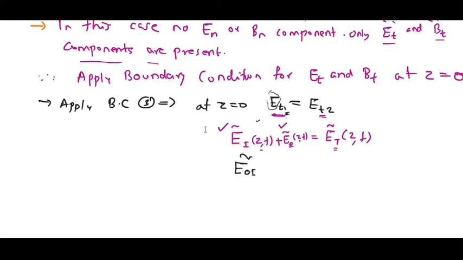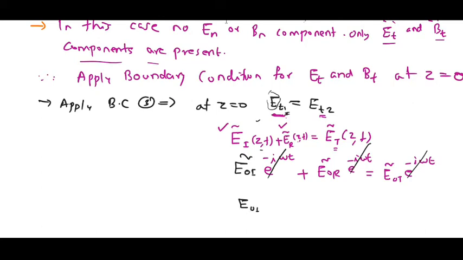Similarly, if I apply z is equal to 0 in the expression for the reflected electric field, this will be E0I e power minus i omega t plus E0R e power minus i omega t is equal to E0T e power minus i omega t, which I have already shown. The e power minus i omega t will be cancelled. The final one is E0I plus E0R is equal to E0T. This is equation number 1.